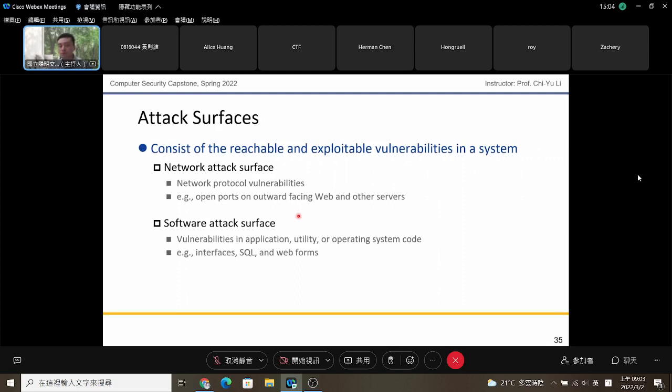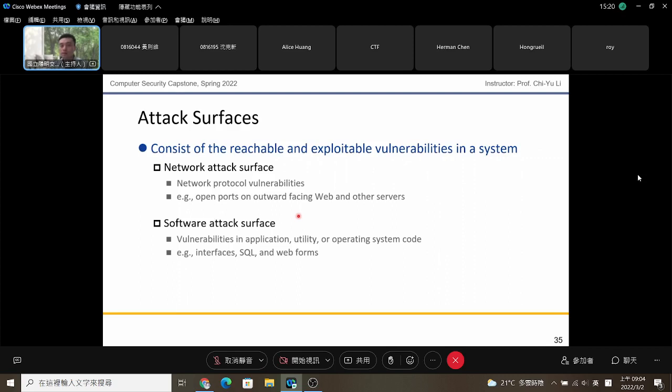This search function may be used to launch a SQL injection attack because you need to accept the input from the user, and you may try to search the database based on the input.